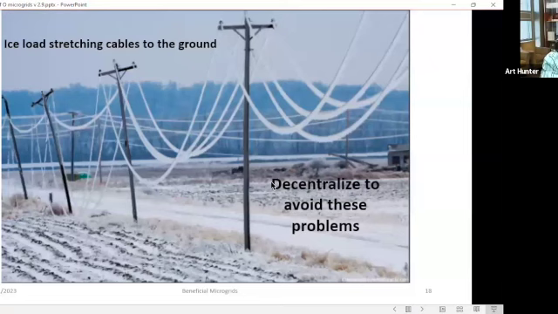I just had to include this one because look at the ice load on the line here. The lines are actually touching the ground. Why they haven't failed, I have no idea. But does that ever paint a picture. Decentralization just gets rid of all those problems.